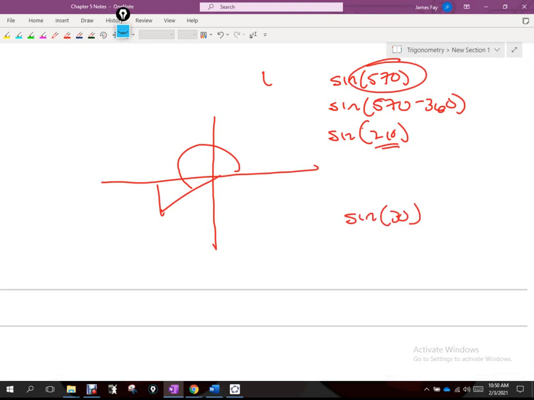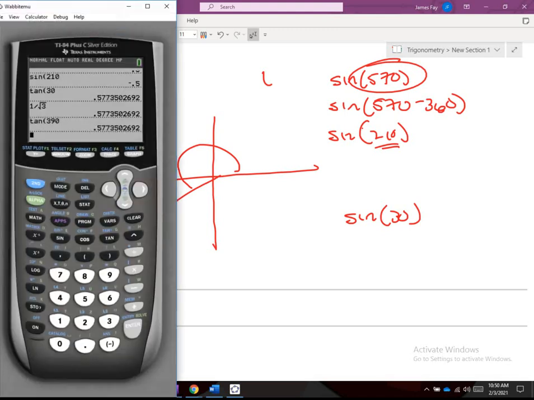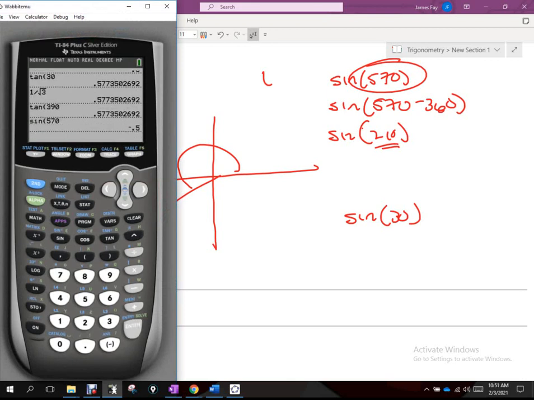And we should pay attention to when we're done. 570 terminates in the third quadrant, because 210 terminated in the third quadrant, so the sine of that is going to be negative. So the sine of 570 is negative 0.5, just like the sine of 210 was. And we could justify that by taking sine 570 on the calculator, and you see we get the negative 0.5 as well.